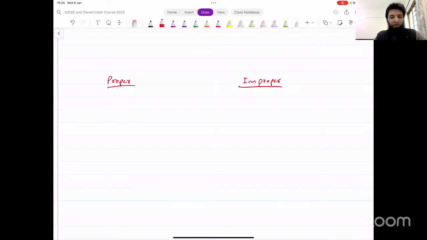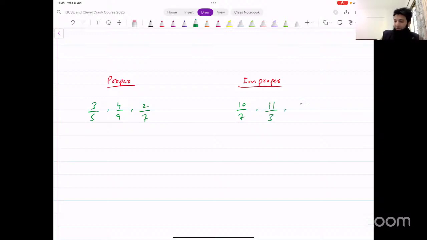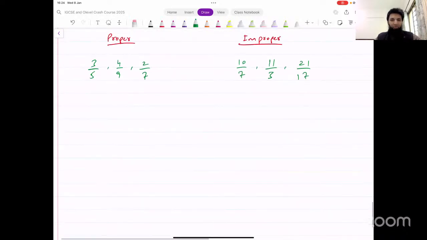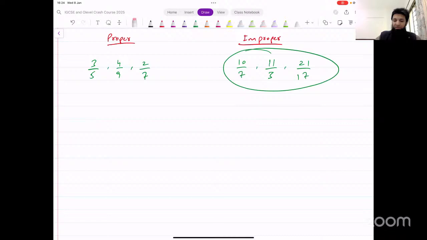Now, what are proper fractions? Proper fractions are fractions like these: 3 over 5, 4 over 9, 2 over 7. And improper fractions are fractions like these: 10 over 7, 11 over 3, 21 over 17, for instance. Now, what's the difference between these two types of fractions? Do you notice the difference? In proper fractions, the numerators are smaller than the denominator. And in improper fractions, the numerators are bigger than the denominators.